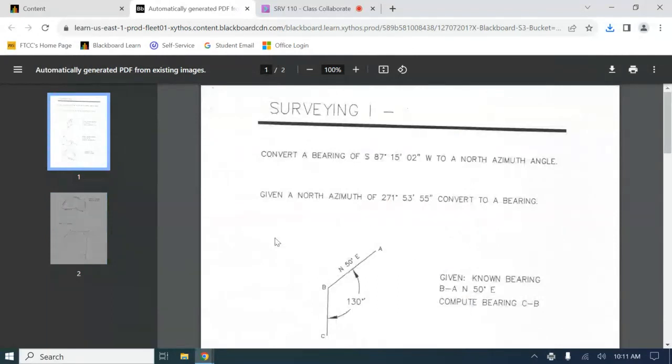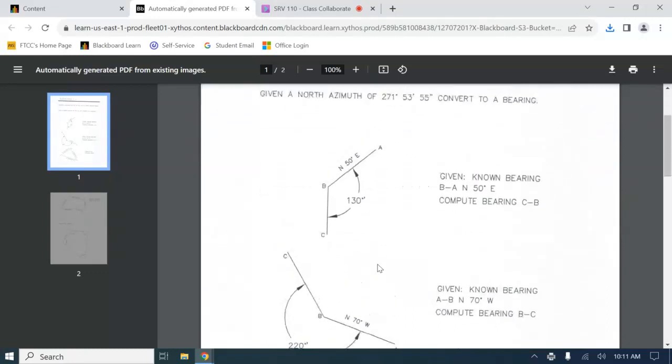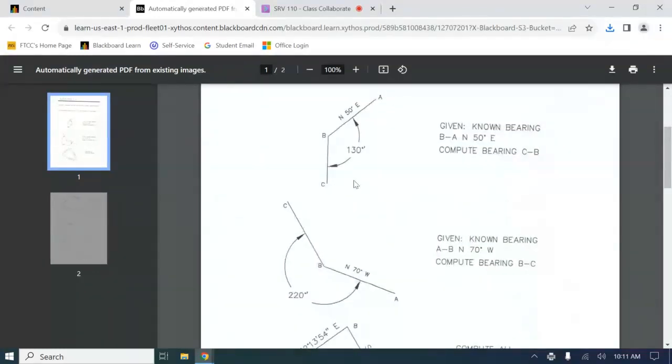So you should be able to do the first one, which is convert a bearing of south 87 degrees 15 minutes 02 seconds west to a north azimuth, and then you should be able to take a north azimuth and convert it to a bearing. And then we'll work some like these today, just to tell you the difference between a bearing and a north azimuth, the difference between angles. So this is bearing, angles, and azimuths.